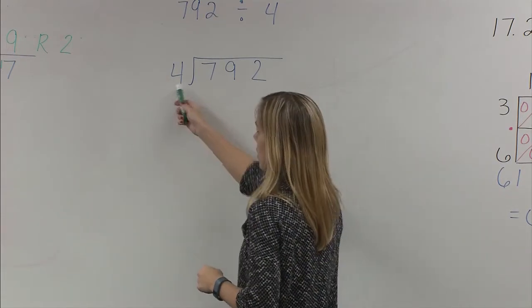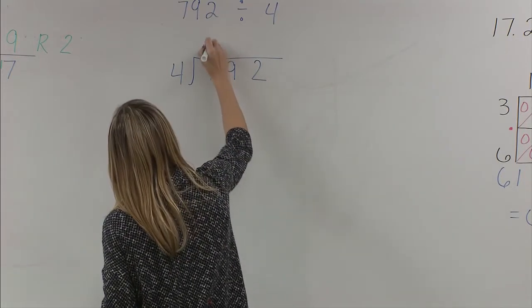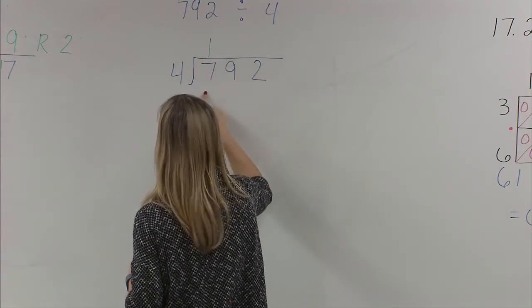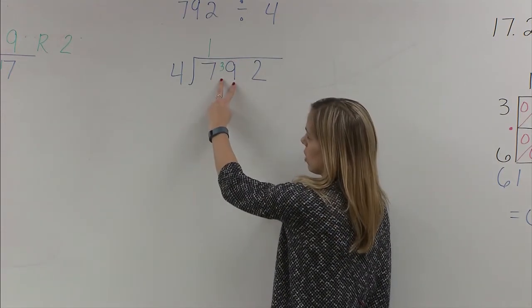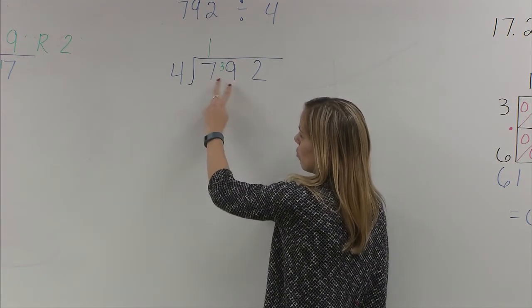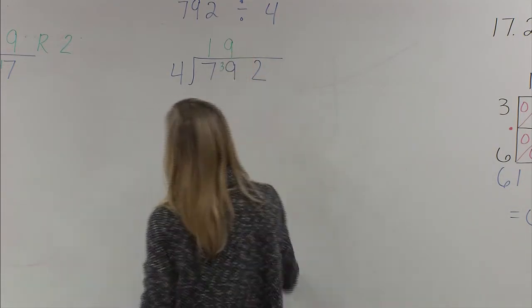And we're going to say, okay, how many times can 7 go into 4? It can go in once. And that would leave me with 3. So I'm going to carry the 3 over. So now I look at this as a 39. How many times can 4 go into 39? And that would go in 9 times.